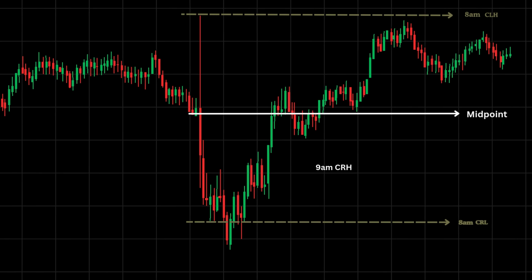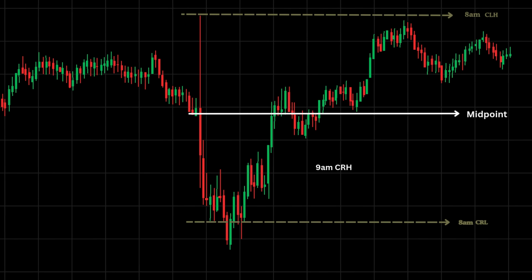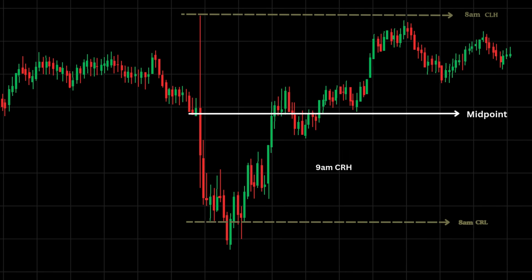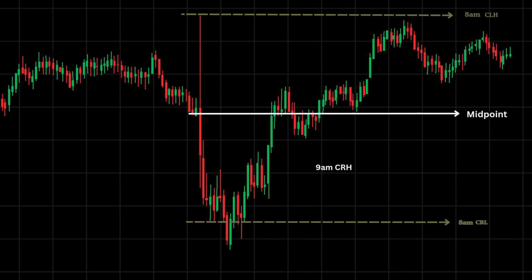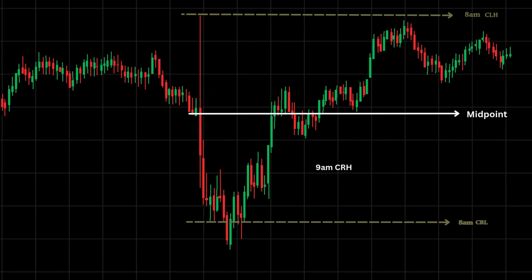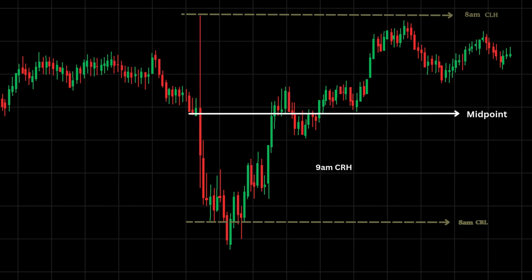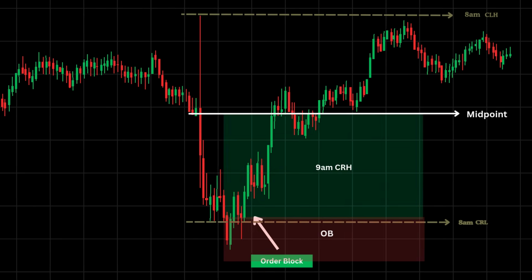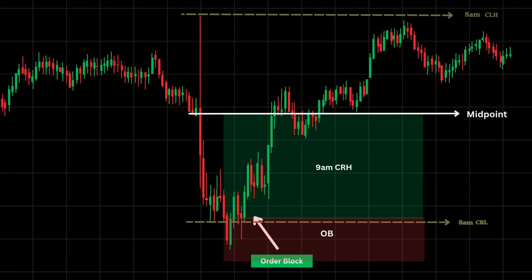Now that we've zoomed into the 5-minute time frame, it's time to lock in the trade. Entry point: I placed my buy limit right at the highest point of the 5M order block, which is the last bearish candle before the bullish move. Stop loss, just a couple of pips below the order block, keeping the risk tight and calculated.